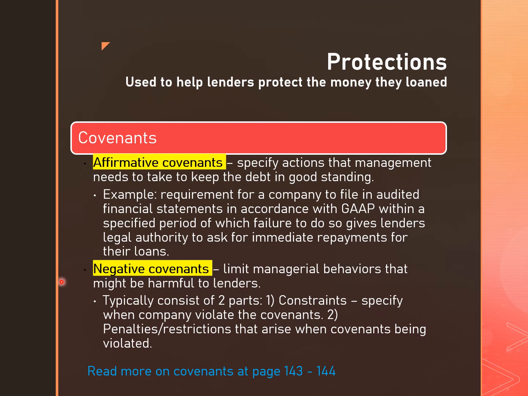The second covenant adalah negative covenant. It limit managerial behavior that might be harmful to lender. So dia ada two parts. First one adalah constraint, which dia specify when the company violate the covenant, and second one adalah penalties ataupun restriction that arise when the covenant being violated. So negative covenant ni dia akan specify apa yang management tu buat yang akan violate. Contoh kalau dia jual aset yang dalam cagaran tu, dia dah violate the covenant. So bila dia violate the covenants, kita akan kenakan dia penalty. Macam itulah.